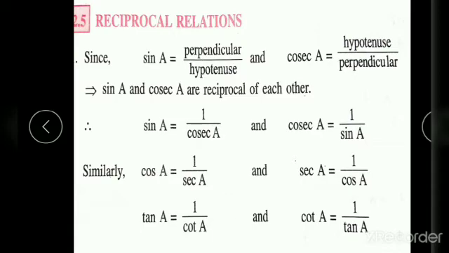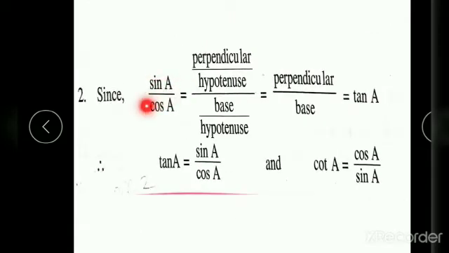Okay, next we will see sin A divided by cos A. So you know what is sin A. Sin A is nothing but perpendicular divided by hypotenuse, and cos A is base by hypotenuse. Here hypotenuse and hypotenuse will get cancelled. So what is remaining? Perpendicular divided by base is remaining. So what is perpendicular divided by base? So it gives you tan A, right?